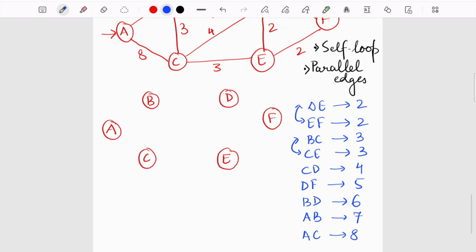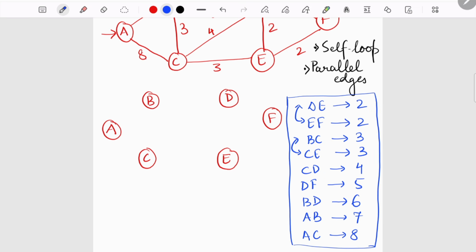Okay. Now Kruskal's algorithm says that first we have to arrange the edges in increasing order. So this is where we have arranged the edges in increasing order. I hope you all agree with this. Now the next step is putting these edges one by one, starting from top to bottom, in such a way that no cycle is formed. Okay. So let's pick up the edge with the least weight. I am picking up DE. You can also pick up EF.